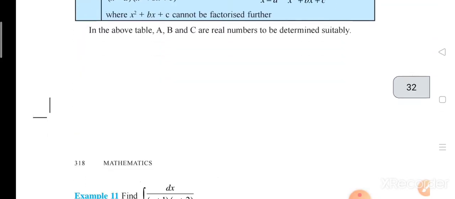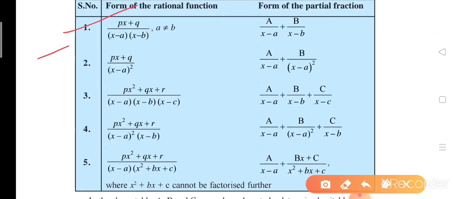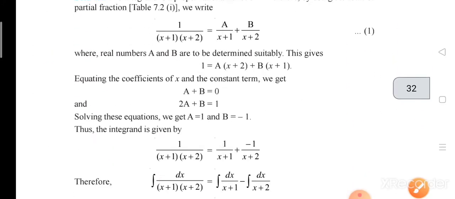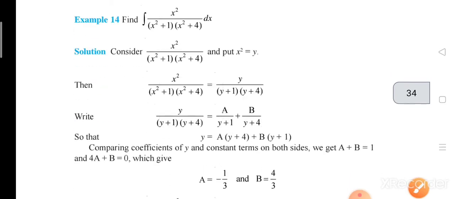You have to do this very well. You have to learn all these forms of partial fraction. Then you will try all examples, very important examples.